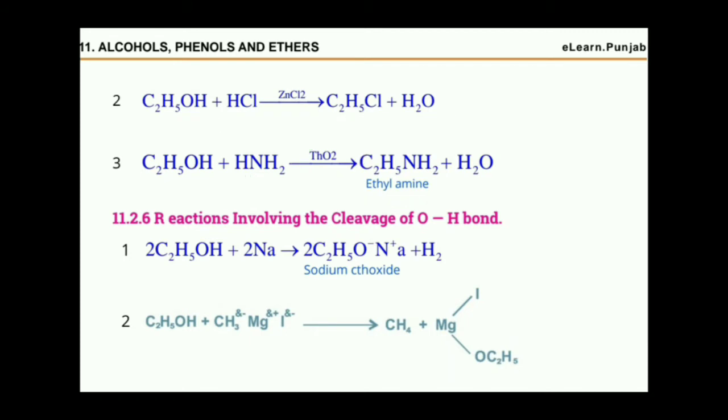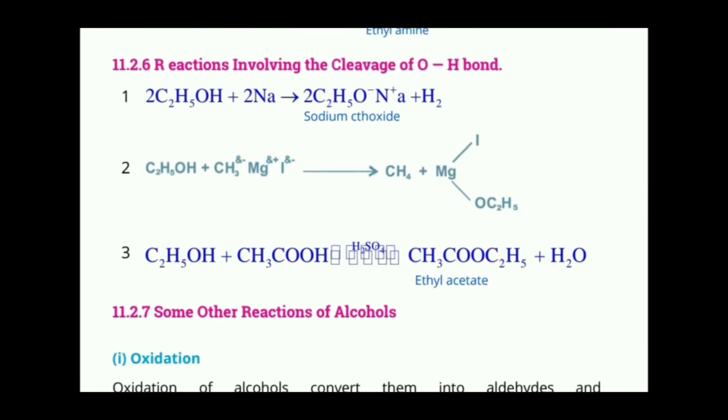So basically these were the three reactions in which the CO bond was broken and the hydroxyl ion was replaced by some other group. The second group of reactions are those in which the OH bond is broken. So when the OH bond breaks, H positive is replaced by some other ion, right? The first one is ethanol reacts with sodium. The OH bond breaks, H is removed and it is replaced by Na positive. It forms sodium ethoxide and H2, hydrogen gas, is released.